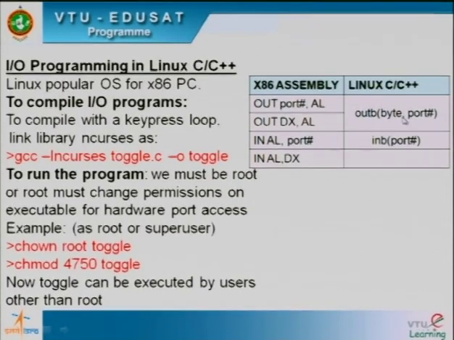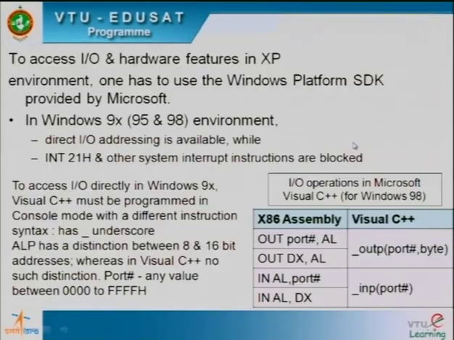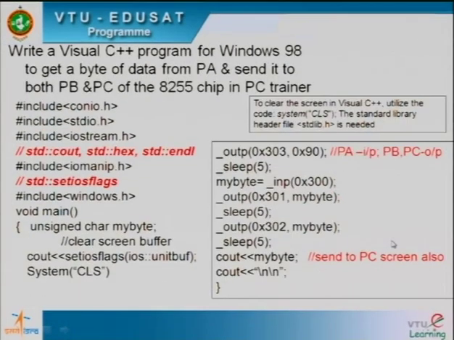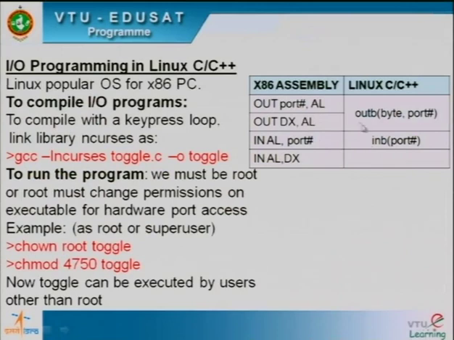Here we are worried about the in and out instructions, similar to Visual C++. In Visual C++ we had _outp. Here for Linux we don't have the underscore, rather it is outb, that is outb with byte and port number. Here also you don't make a distinction of whether it is 8 bits or 16 bits. Similarly for input, inb with port number.